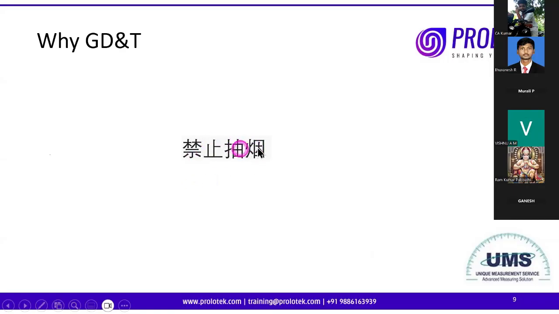Now, instead of language, if I use a symbol, you go to any part of the world, and if you see the symbol, you will easily know what it means. Is it not? So this is the reason why we have to use GD&T. We use symbols which are globally accepted so that we can communicate our requirements to each other, and we produce a product which is usable, economical, and of good quality. Right? So for this reason, we require GD&T.